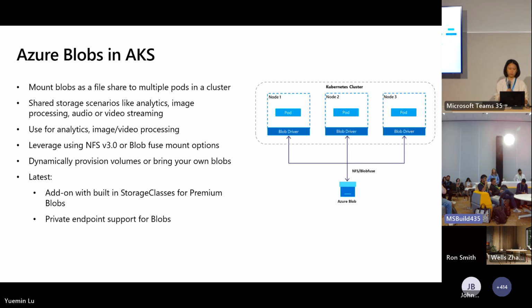So from a blob perspective, we added support for storage classes for premium blobs. So if you're looking at driving higher Mbps bandwidth from your backend storage, premium blobs could be something you can consider. Beyond that, we also made private endpoint support for blobs available for the AKS environment.